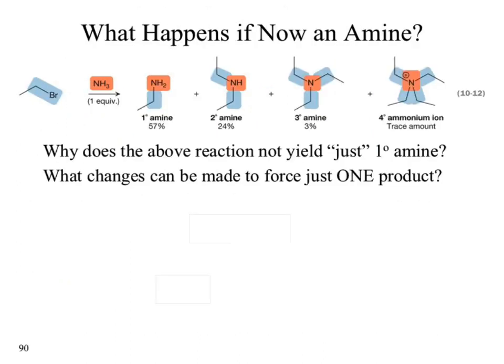What happens? How could I force just one product? Let's try that question. I want one product. Have I specified which one product I want? No. So how about you pick a product and tell me how I make that one product?